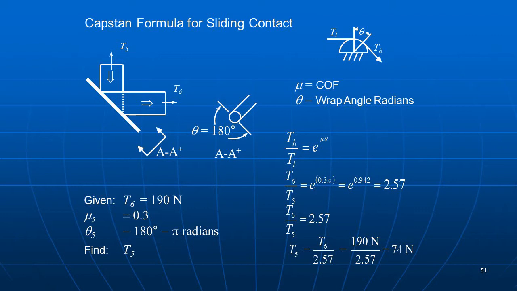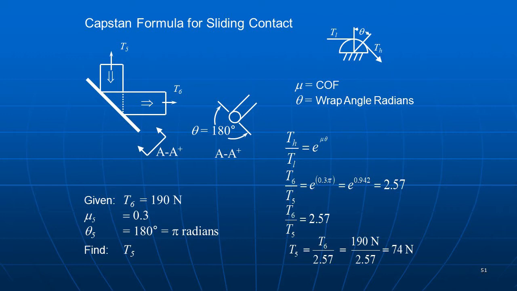We've got our Capstan formula. We can solve it for the upstream tension. It's equal to the downstream tension divided by the e to the mu theta value. If we plug the COF and wrap angle in here, we find e to the mu theta is equal to 2.57. And so our 190 newtons divided by 2.57 is 74 newtons on the upstream side.